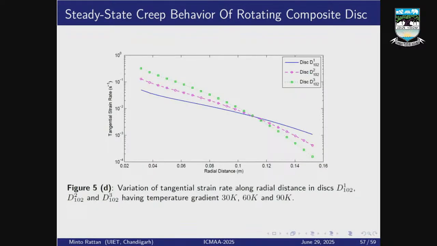And similar trends for tangential strain rates can be seen from the graph near the inner and outer radii for the effect of different parabolic thermal gradients. The tangential strain rates decrease with the decrease in thermal gradient in disk 1, disk 2 and disk 3, as shown in figure 5d. However, at the inner radius, disk 3 shows the highest tangential strain rate, and at the outer radius, the tangential strain rate is highest for disk 1. Thus, the tangential strain rate is highest for disk 3 at the inner radius and lowest for the same disk at the outer radius.